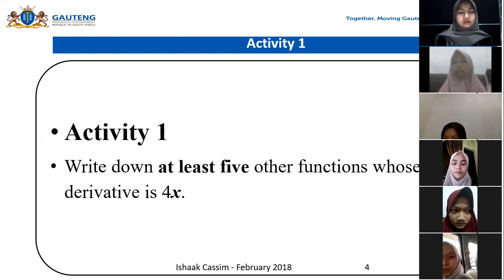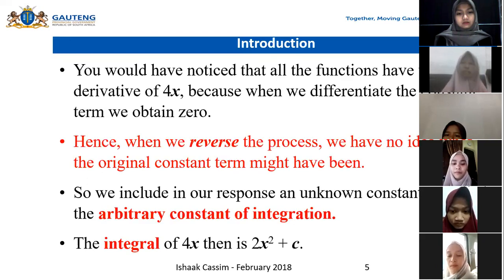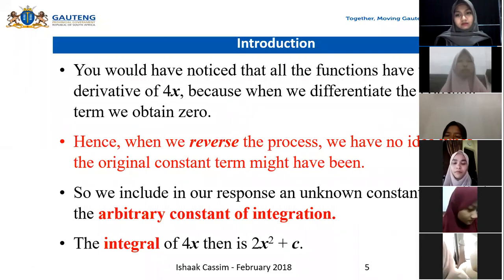Now, for the examples you have all given, you would have noticed that all the functions have the same derivative of 4x, because when we differentiate the constant term, we obtain 0. Hence, when we reverse the process, we have no idea what the original constant term might have been. So we will include in our response an unknown constant c, called the arbitrary constant of integration. The integral of 4x then is 2x squared plus c. That c is a constant.